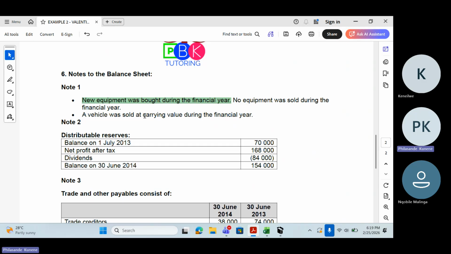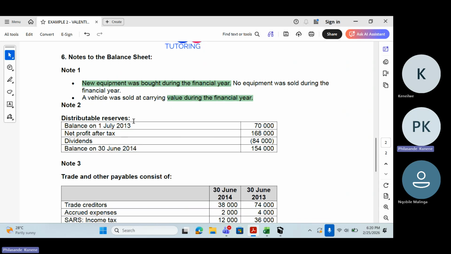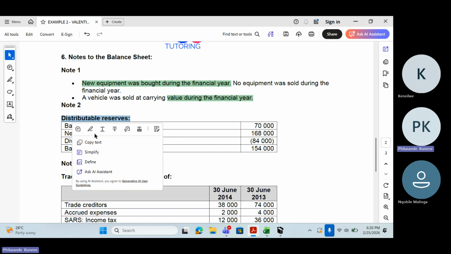Number 2, a vehicle was sold at carrying value during the financial year. So we know there is a vehicle that was sold. Then we're going to calculate that as well, which is going to go to our investing activities. Then distributable reserves. What are distributable reserves?